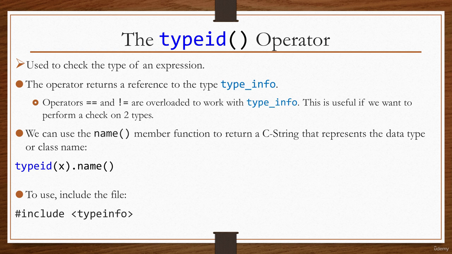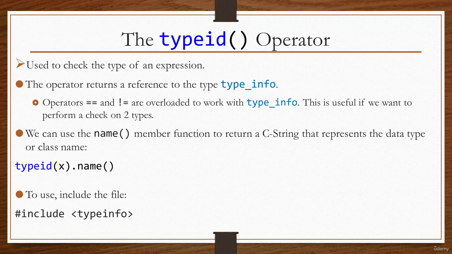Now the typeid operator is used to check the type of an expression. The operator returns a reference to the type_info, and I mention this because the operators equal to and not equal to are overloaded to work with that type_info type. This is useful if you want to perform a check on two types. So if you perform an if check, you have two of these typeid operators, and you pass in integers x and y, and you can check then if those are equal types. Just as an example, we will see an example of this in the lecture.